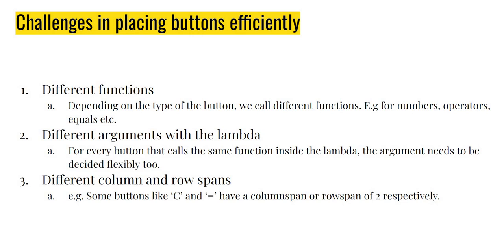And finally, all the buttons have a different row or column span. For example, some buttons like C and equal to have a column span of, let's say, 2 or row span of 2 respectively, depending on how you place the layout.